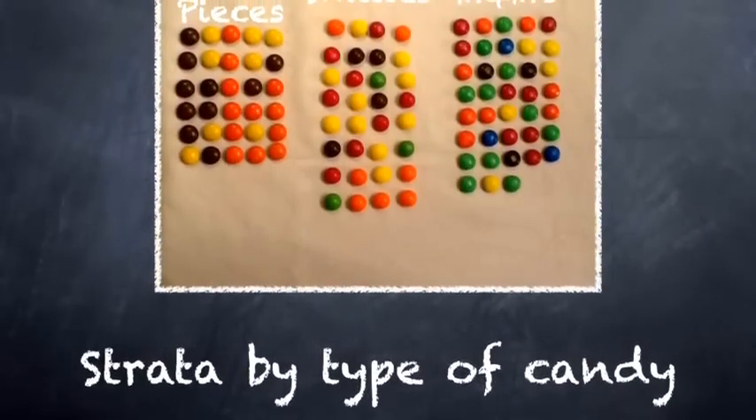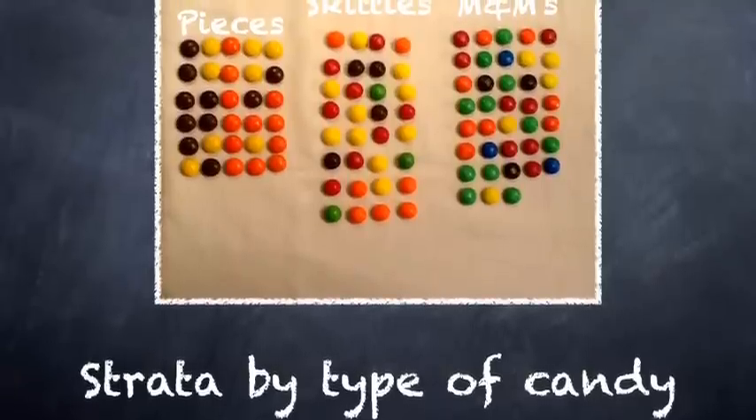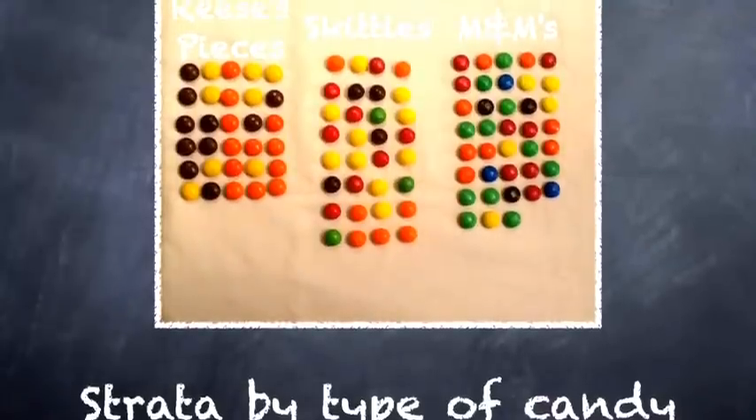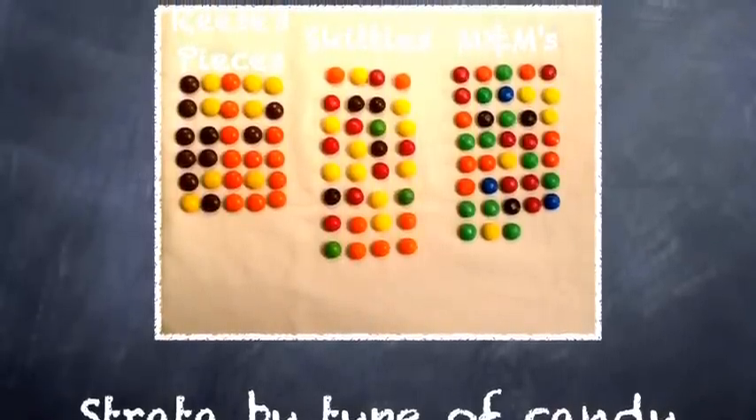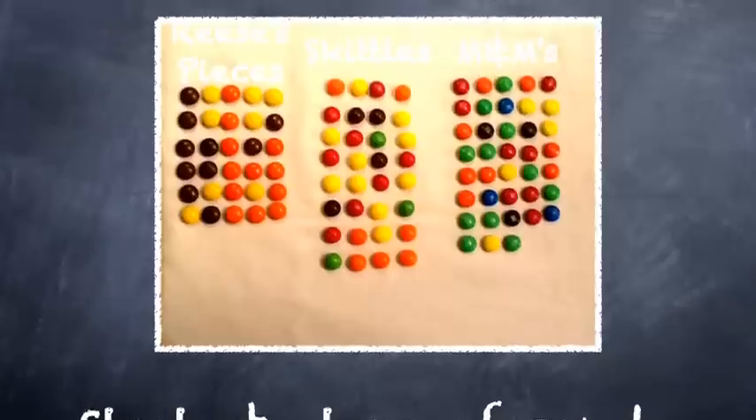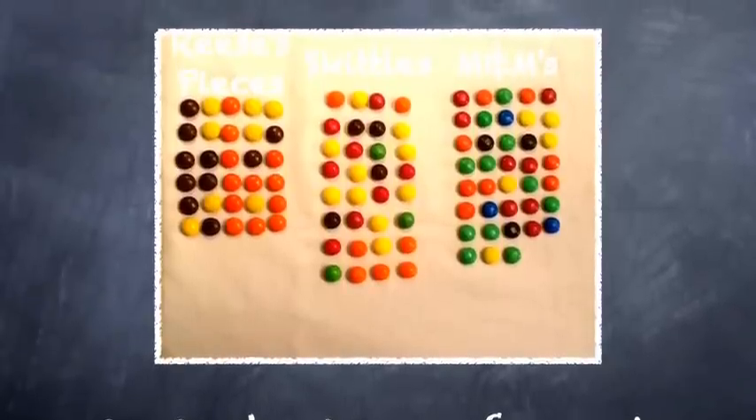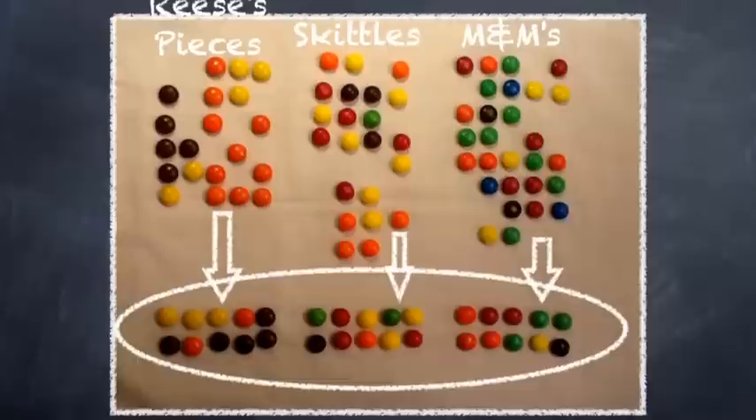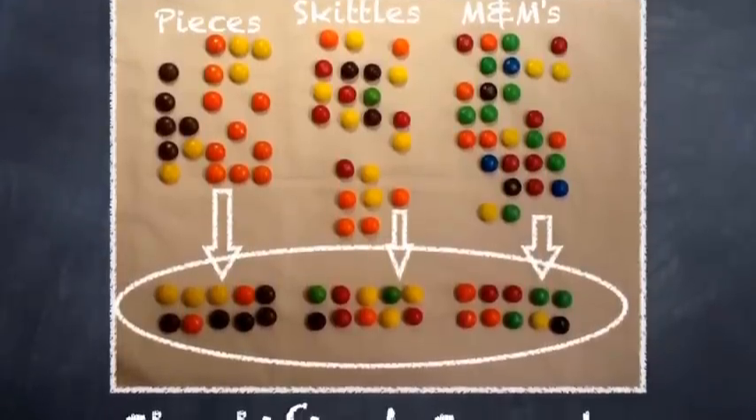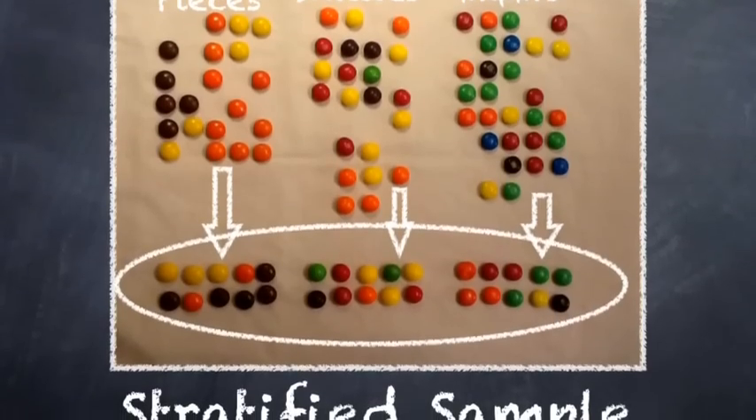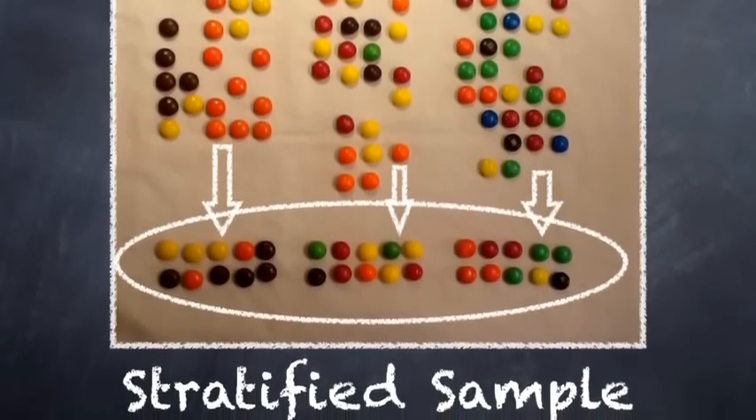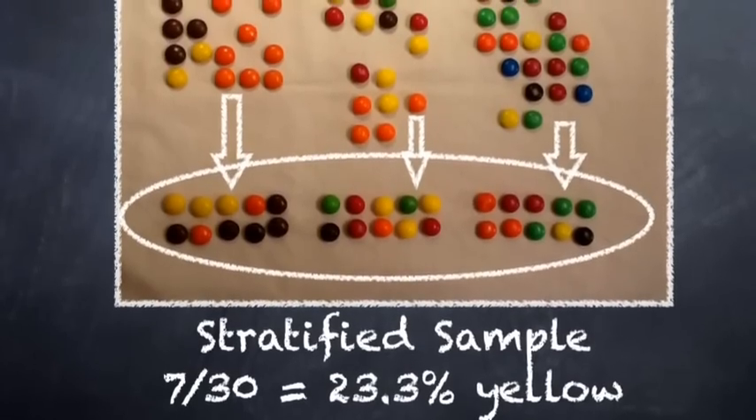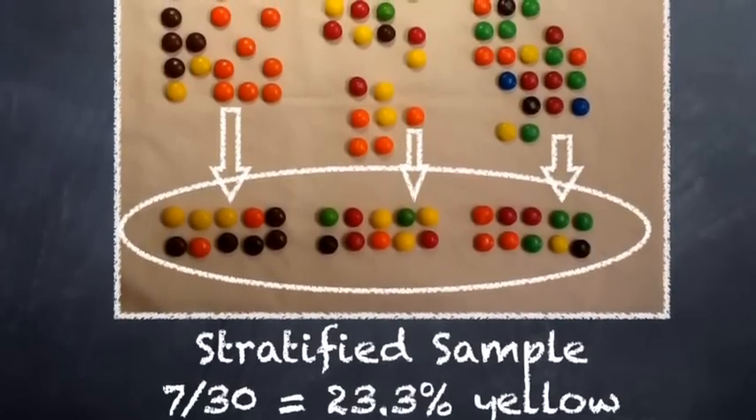A fourth sampling technique is called stratified sampling. This is where we break the population into different strata according to some characteristic. In this case, what kind of candy. We'll put the Reese's Pieces in one group, the Skittles in another group, and the M&Ms in a 3rd group. We'll then use our calculator to randomly select 10 pieces of candy from each strata to be in our sample. We can see that this gave us 7 yellows out of 30, or 23% yellow.